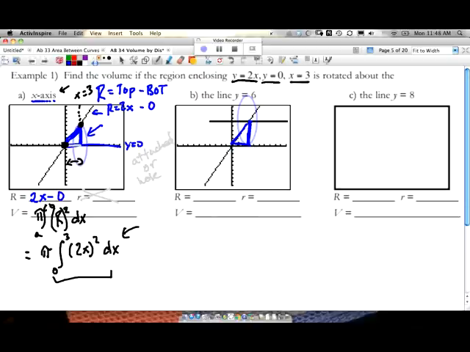Now that creates a cylinder. See, it's the same here, it's the same here the whole time. So this big R is just 6. It's 6 units long.